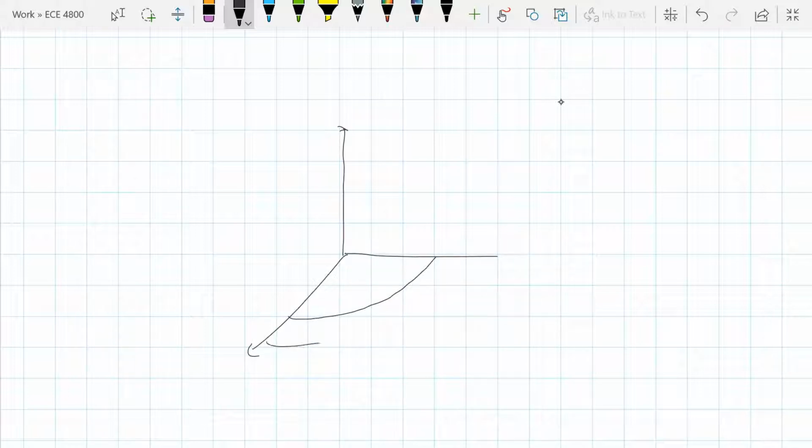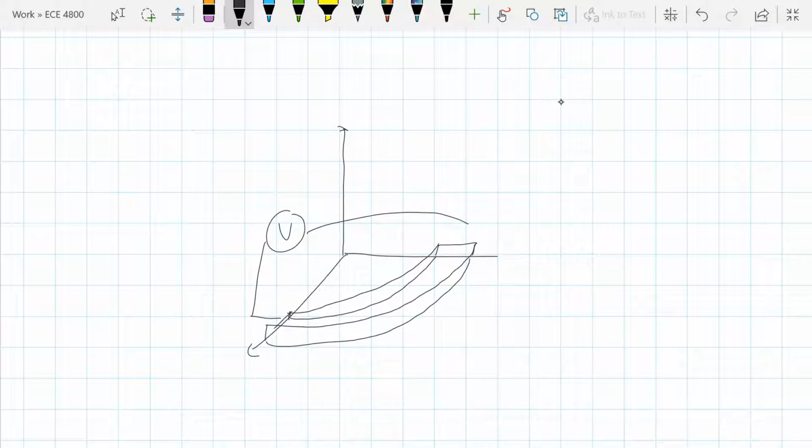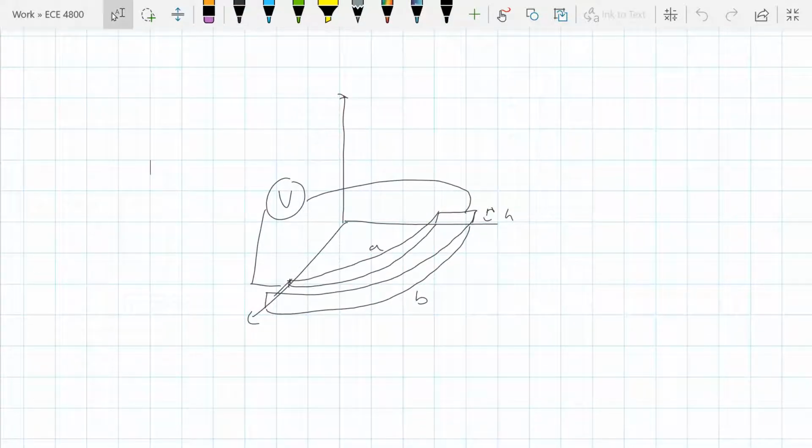So imagine that you have a washer that looks like this and has some height to it. Okay, and you apply the voltage between here and here. So the inner radius is A, the outer radius is B, and then it has a thickness H. Just a quarter washer. If you had a whole washer, then you have to have some way of applying the voltage.